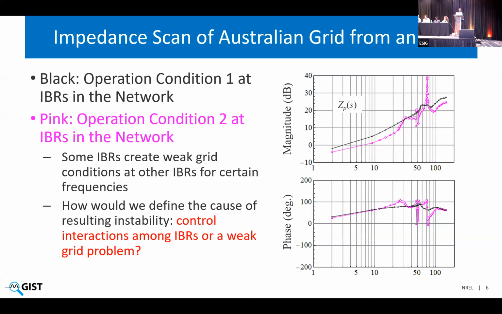What is really happening is that some of the IBRs, for certain operating conditions, are deteriorating grid strength for IBRs in their proximity, and they are causing these oscillation issues. Now the question is, would you call it a weak grid problem or control interactions among IBRs? Because although this particular IBR doesn't like weak grid, the weak grid is created by other IBRs, not because the system itself has a grid strength problem. Whatever we call it, the problem is basically the grid strength.